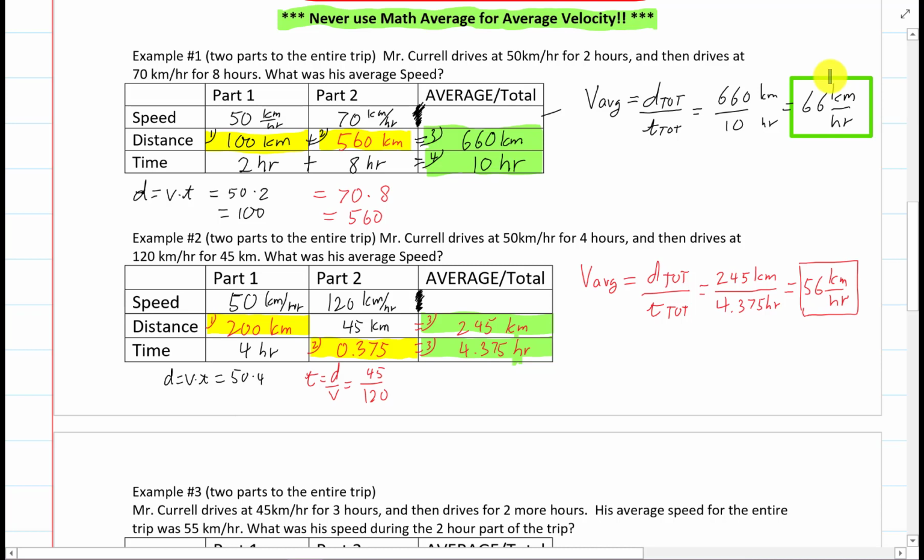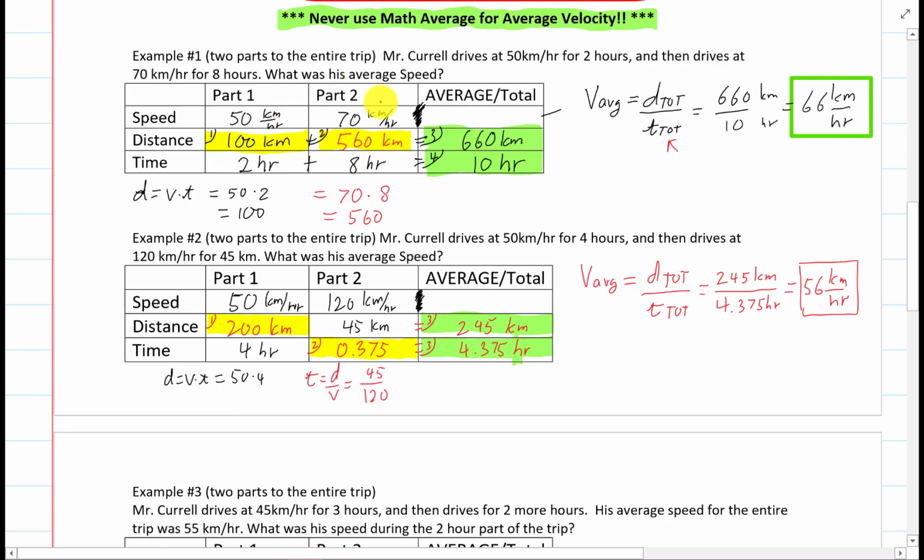Why is it? Here's the quick lesson. Because when we take the average, it's per the time. So if you spent the same amount of time in each section, then the answer is the mathematical average. So if you spent 2 hours at 50 and then 2 hours at 70, then the average is 60. But because we spent different amounts of time, then it's actually called a weighted average, not just a regular average.